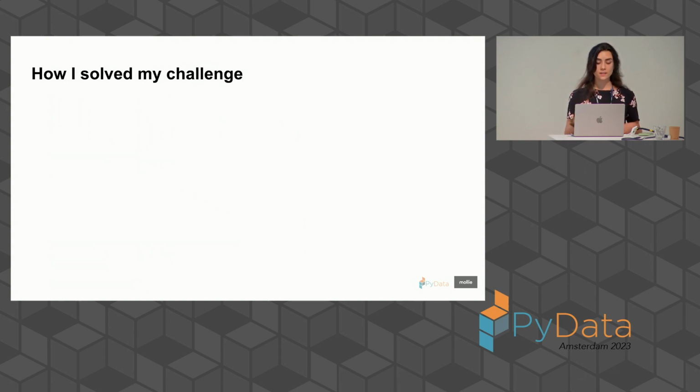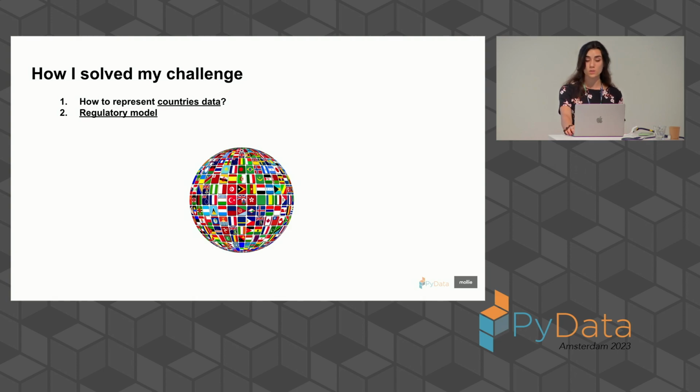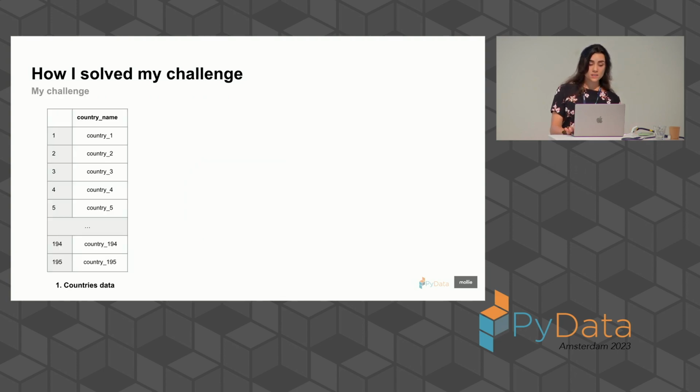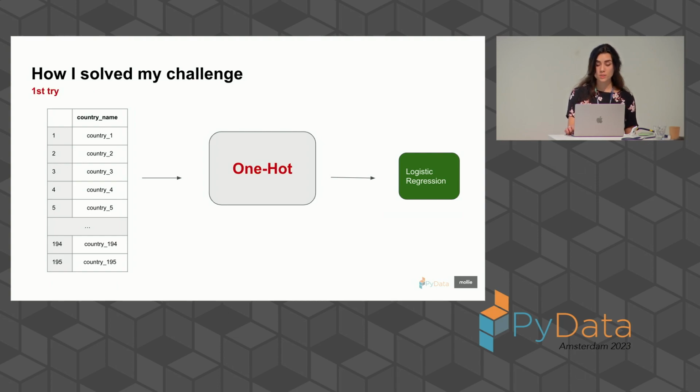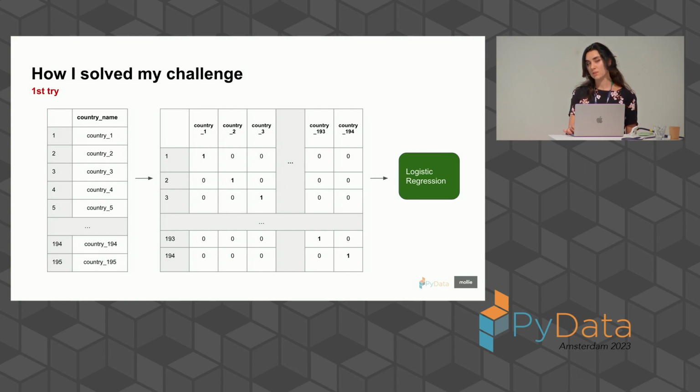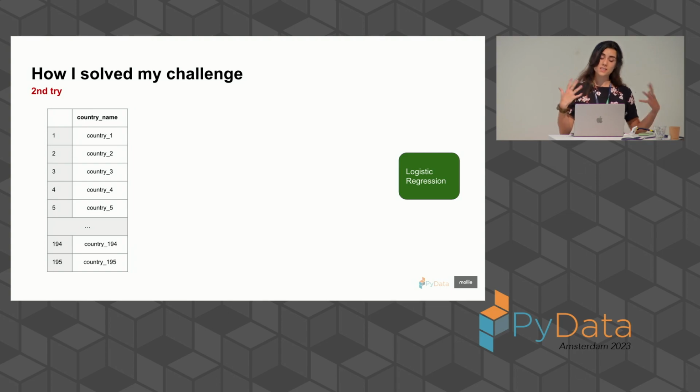And before I close the talk, I will quickly show you how I solved my challenge. That was about representing countries' data in the regulatory model. So basically, the challenge looked like this. I had this countries' data table and feature, and then I had to build a regulatory model which, because of some limitations, had to be logistic regression. Something had to happen in between, and the first approach was, okay, let's One Hot Encode, but that ended up like this, and that wasn't very useful for the logistic regression.